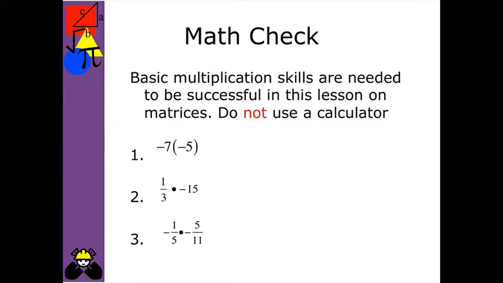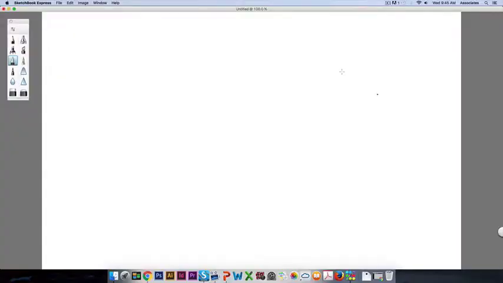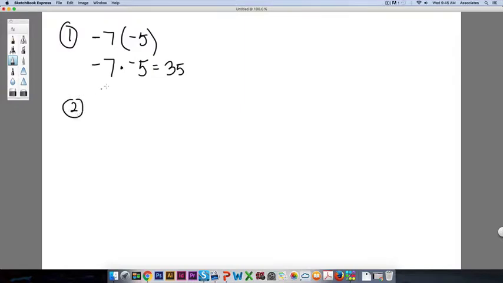Welcome back. Let's go to our slate and see how we can do. Number 1, let's review. Number 1 said to take -7 times -5. Remember, there's a couple ways to write multiplication. We could write it like this. I could write it like this. We either use the raised dot or we use the parentheses. Anyway, when I take a negative times a negative, it becomes a positive. 7 times 5 is 35. And there's my answer.